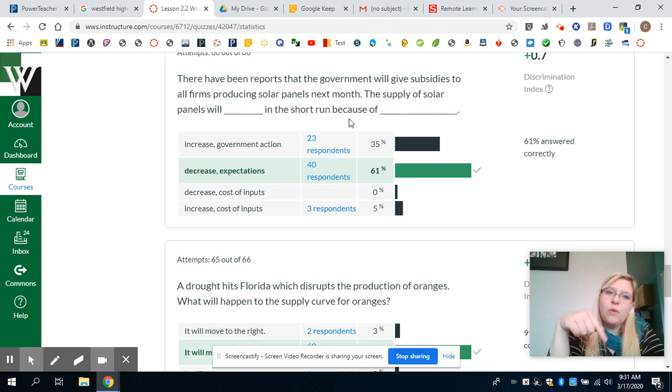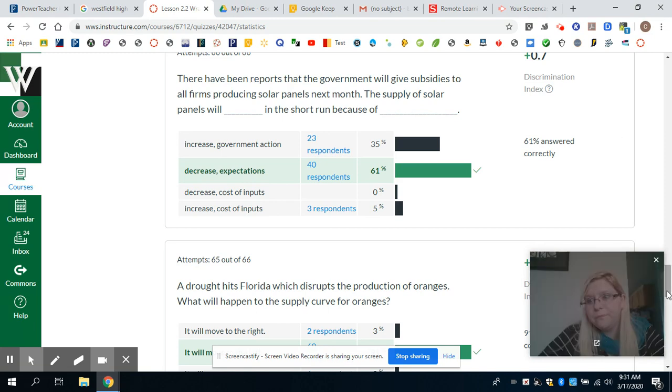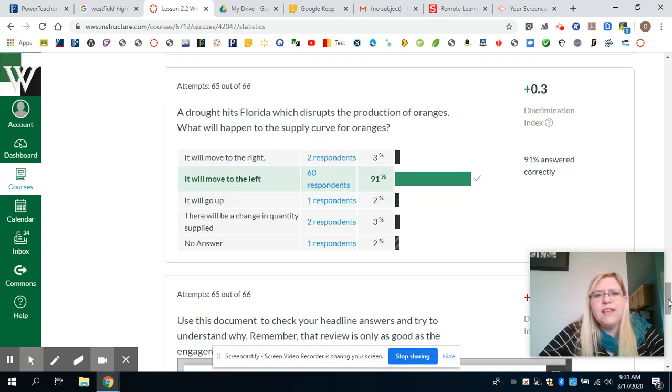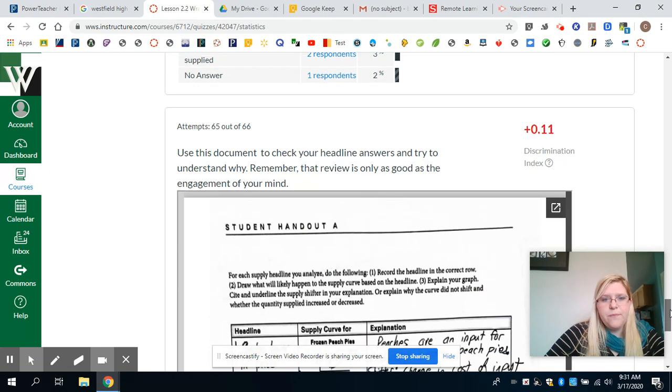So the supply of solar panels will actually decrease in the short run because of the expectation that I'm going to get a subsidy. Notice the government has not actually given subsidies. There have been reports. Some journalist out there wrote an article that said the government's going to give you money. And so everybody's like, oh, the government's going to give me money. And they slow down supply thinking that next month they're going to get money. Okay. All right. This is pretty straightforward. 91% of you. Drought hits Florida, disruption. It's going to just decrease the supply of oranges. That was pretty straightforward. Okay.